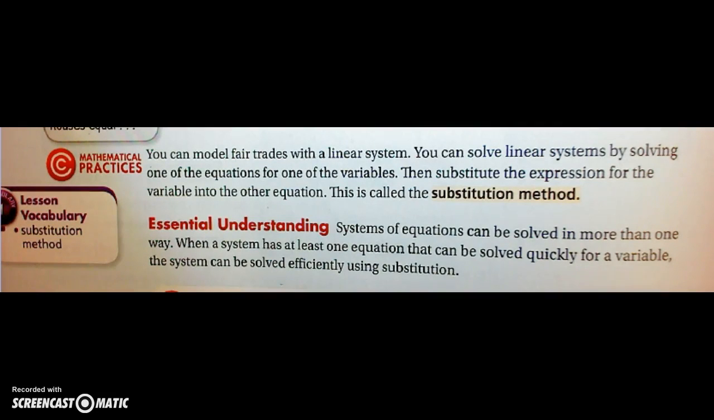You can solve linear systems by solving one of the equations for one of the variables, then substituting the expression for the variable into the other equation. This is called the substitution method. Essential understanding: systems of equations can be solved in more than one way. When a system has at least one equation that can be solved quickly for a variable, the system can be solved efficiently using substitution.